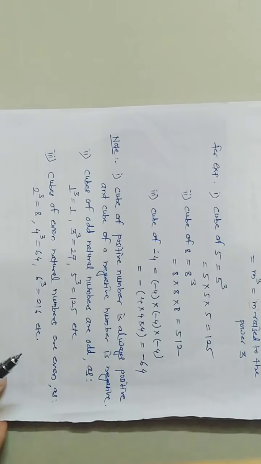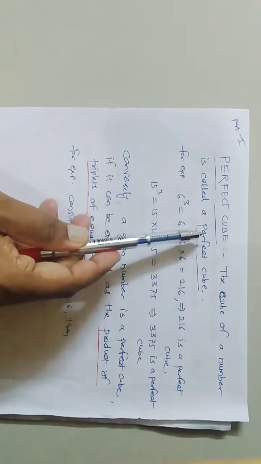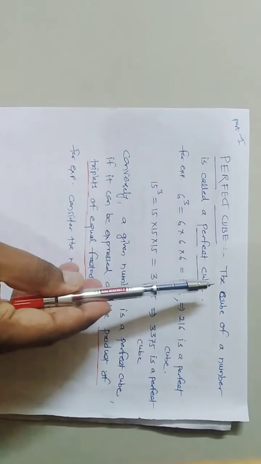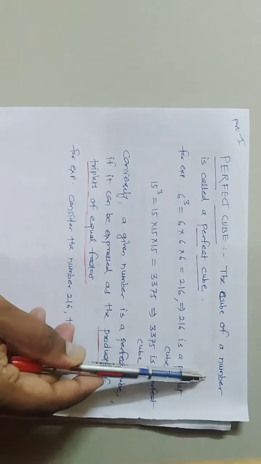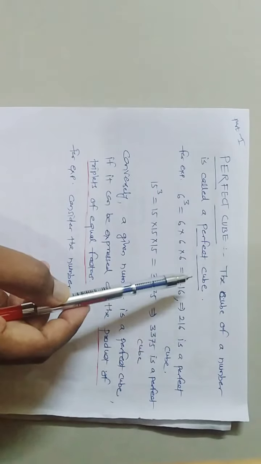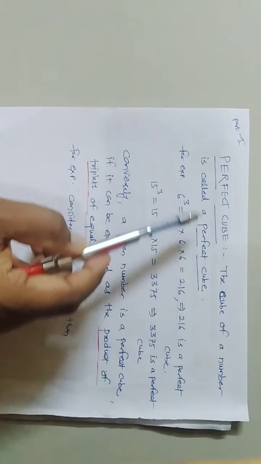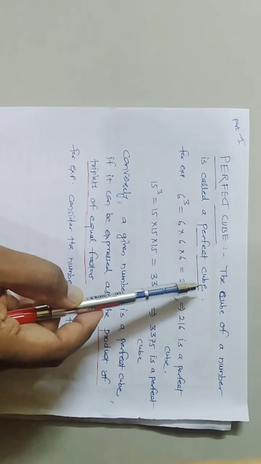Now we'll see the next definition. Perfect cube. The cube of a number is called a perfect cube. I'll read again. The cube of a number is called a perfect cube.